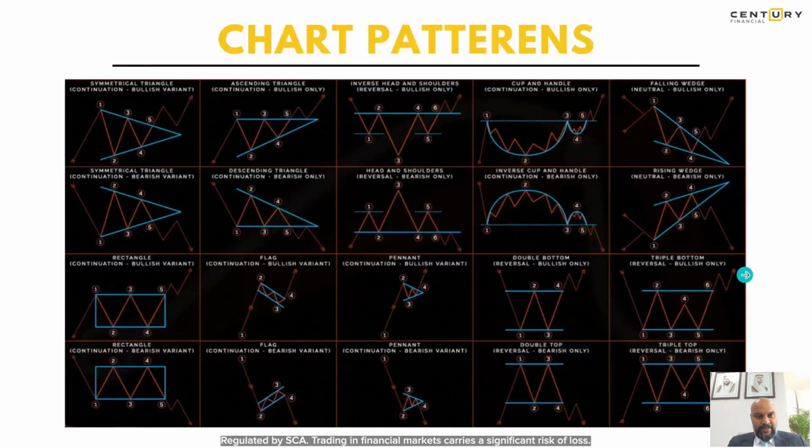Now, moving forward from trend lines, we come to the patterns.